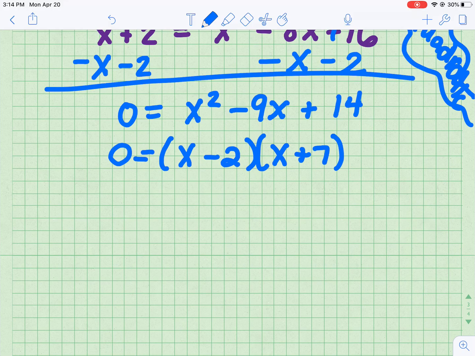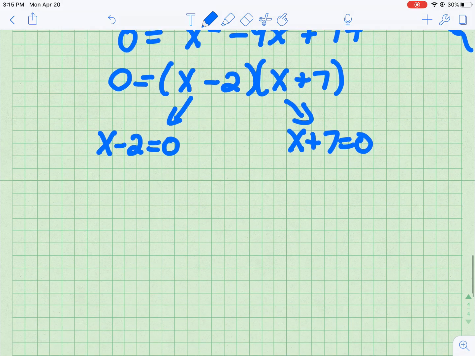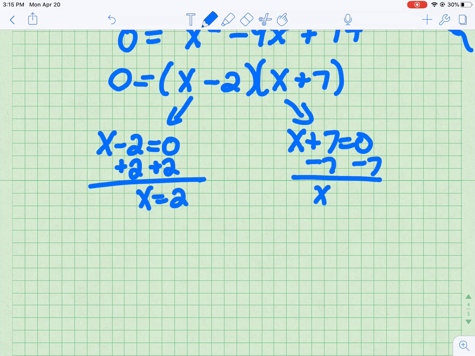We have to figure out, there's 2 solutions in this. It's a quadratic. This is where the parabola crosses the x-axis. I think it crosses in 2 places. Let's check it. So x minus 2 equals 0, and then x plus 7 equals 0. So then when you solve it, you get x equals 2 and x equals negative 7.